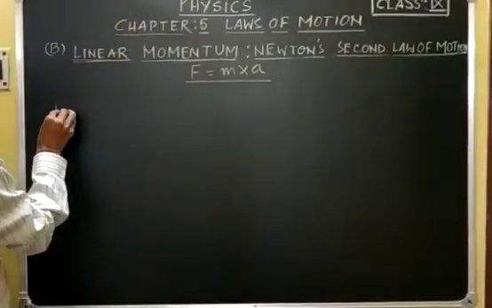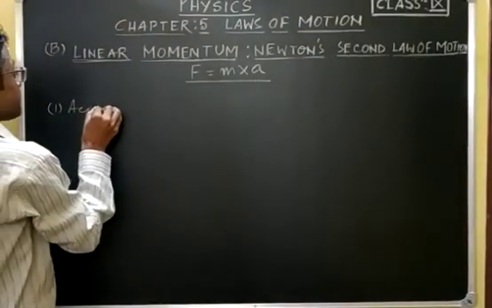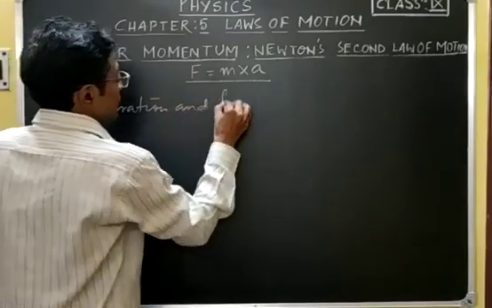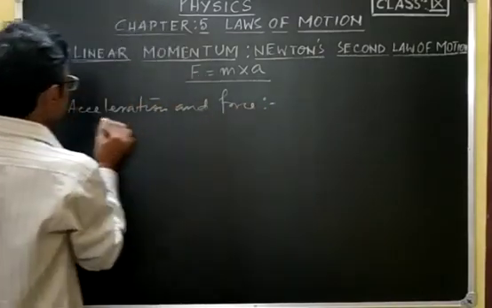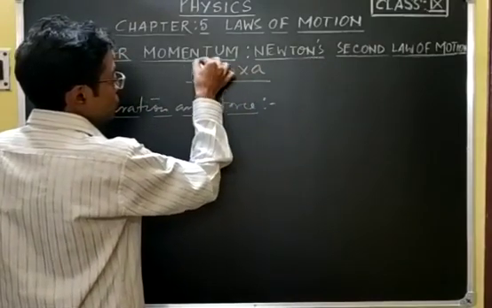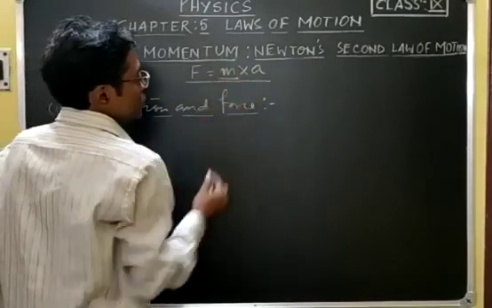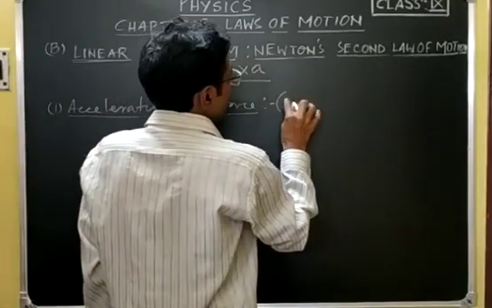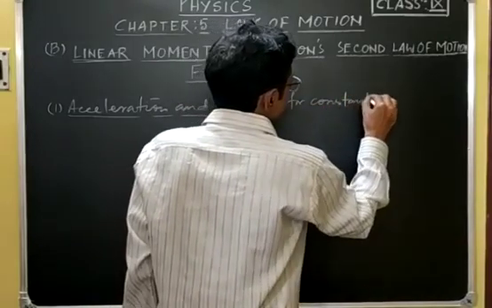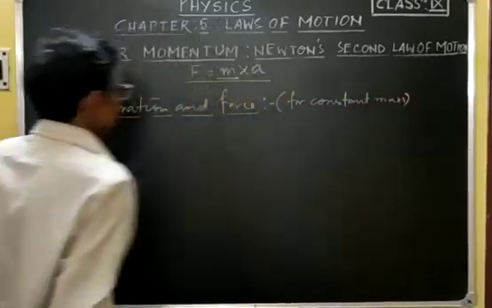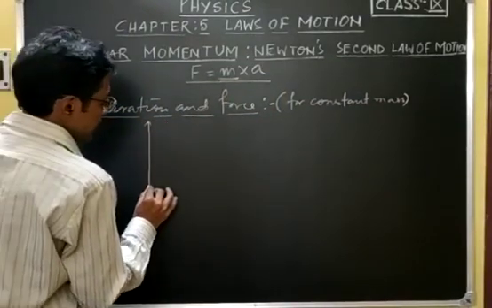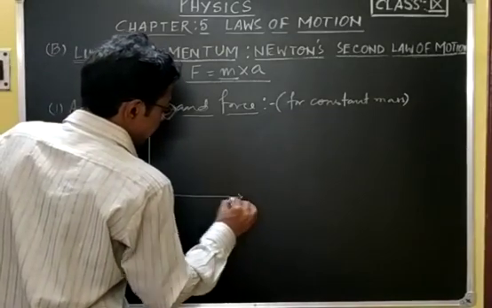So number one graph is acceleration and force. Now see here, I'll do it very slowly. When you are considering acceleration and force, then mass is constant. So you should write for constant mass. See here, first of all, you should draw the graph like this. I am taking this as y-axis and this as x-axis.